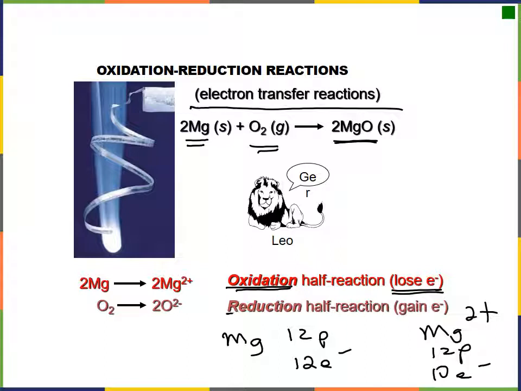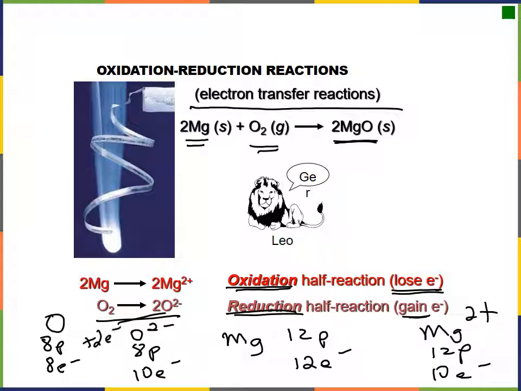Now, reduction is not a chemical term, it's actually a meteorological term, and it is going to be gain of electrons. Now, oxygen is gaining. Each oxygen atom has 8 protons and 8 electrons, and it's going to go into oxygen 2-. When it does that, it's going to have 8 protons and 10 electrons, which means it's going to gain 2. And when it gains 2 electrons, it is going to be reduced, and that is going to be the reduction half.